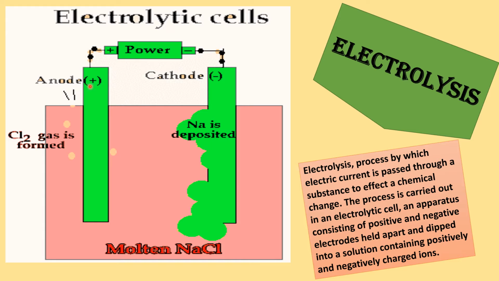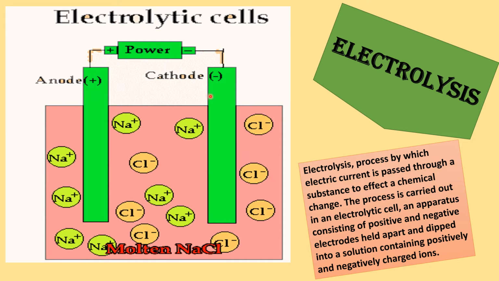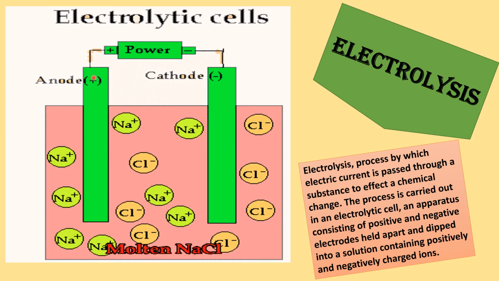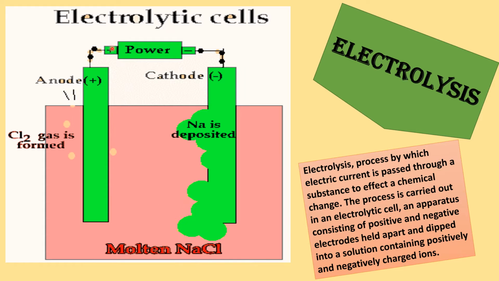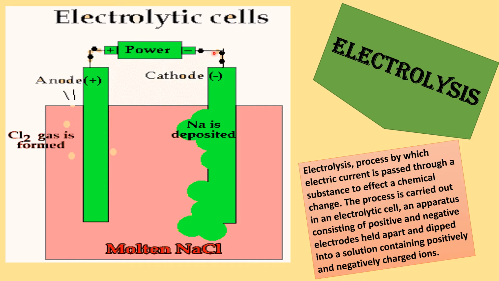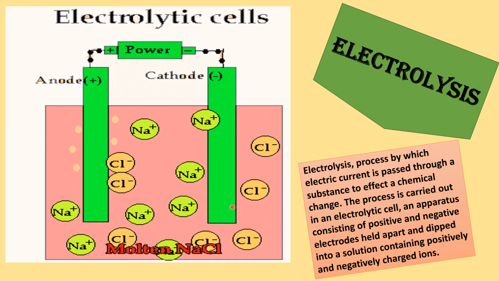Now see one more thing. In this electrolytic process, this is battery or power. That means anode connects with the positive end of the battery and cathode connects with the negative end of the battery. So this is total electrolytic process of NaCl.